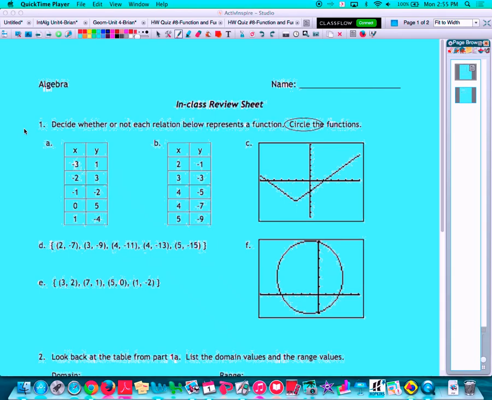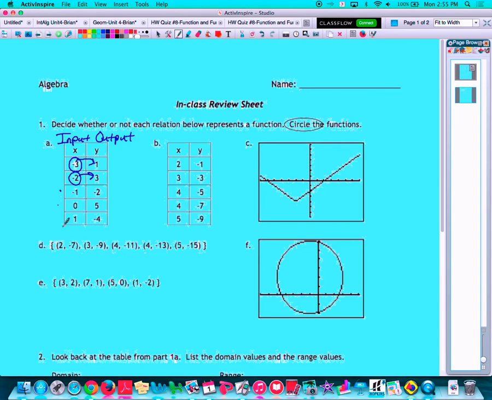Number 1 asked you to decide whether or not each relation below represents a function, and then to circle the functions. So remember, every function is a relationship between an input and an output. Input is usually the x, output is usually the y. So input of -3 gives you an output of 1. Input of -2 gives you an output of 3, and so on. Each one of these inputs goes to exactly one output.